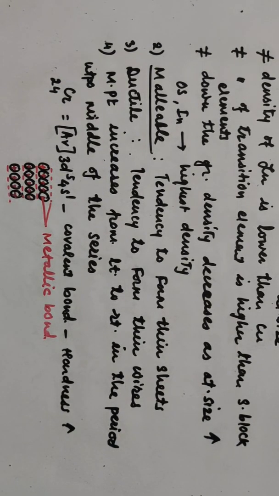Then these transition metals are also malleable. That means they have a tendency to form thin sheets. These are ductile. That means they have a tendency to form thin wires.